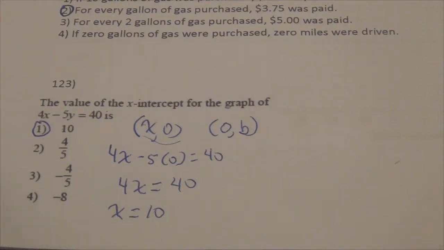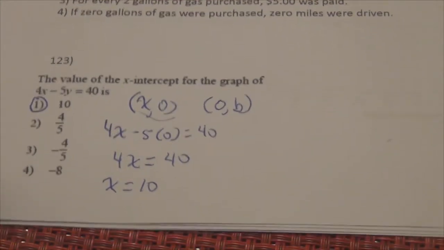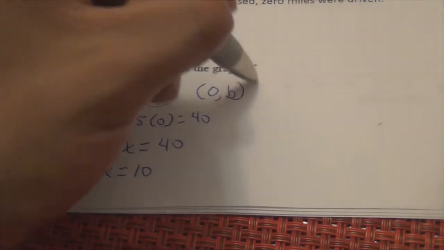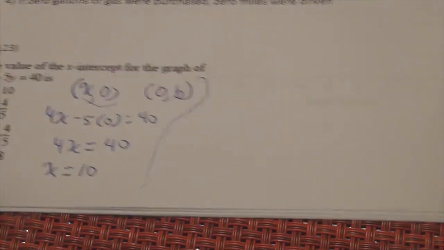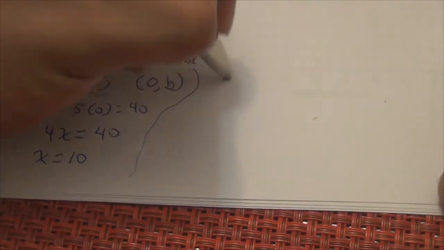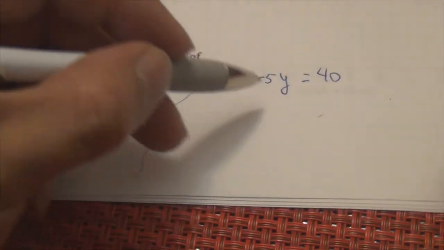Now, is there another way of doing this? Yes, there is another way. But it's kind of complicated, but it's actually the best way I know how to do it. Solve the equation for y. So I'm going to show you how to solve it for y. So my graph is 4x minus 5y equals 40. So I need to solve for y.